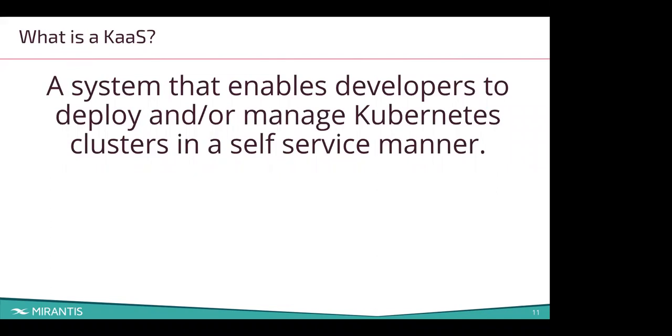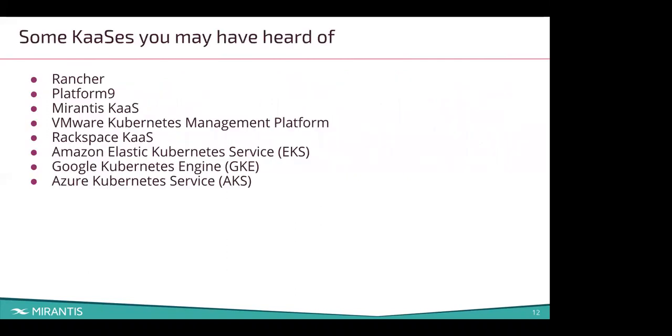All right, KaaS. So KaaS, Kubernetes as a Service, is a system that enables developers to deploy and or manage Kubernetes clusters in a self-service manner. The whole thing about this as a service is self-service manner. So KaaS allows you to basically go in and say, I want a Kubernetes cluster and I want it to have this many worker nodes, and I want them to be this size, and I want it to use this network, and click a button or call an API, and boom, in so many minutes it's done. And then here's your kube config, go off, do your thing.